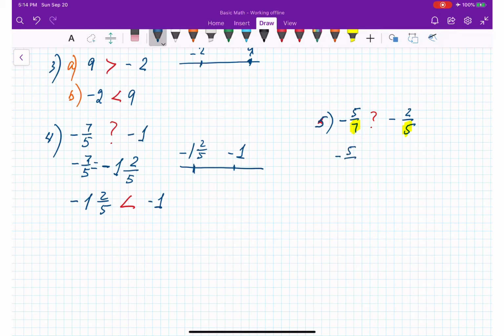Which means negative 5 over 7 here and negative 2 over 5 here. So bring to 35, 7 times 5, 5 times 5, and 5 times 7, 2 times 7. And we are getting negative 25 over 35 and negative 14 over 35. Okay, so when denominators are the same, the numerators we can compare. So negative 25 is more to the left than negative 14, right? Which is going to be less than. Question number 6.